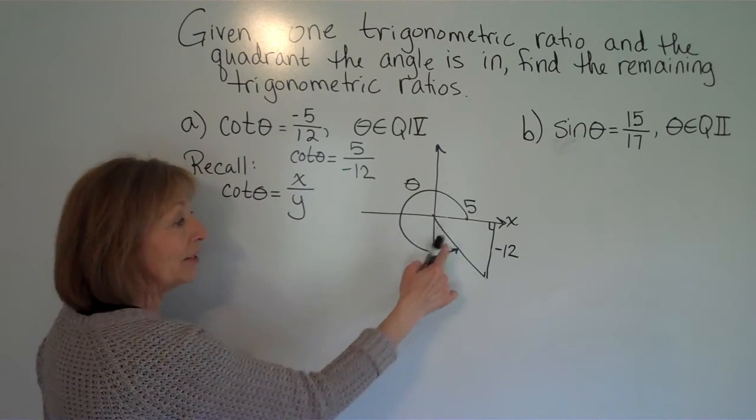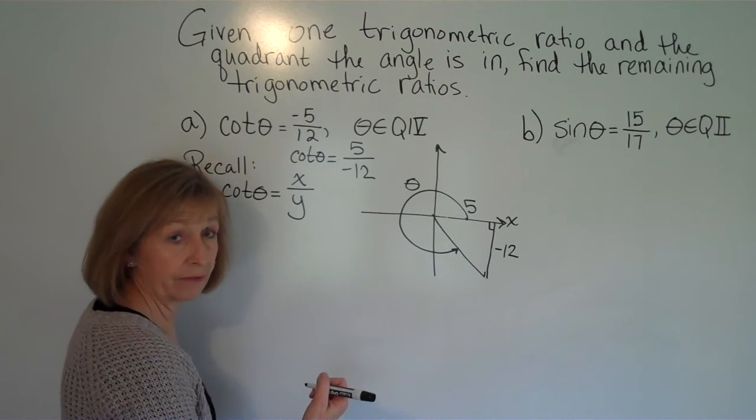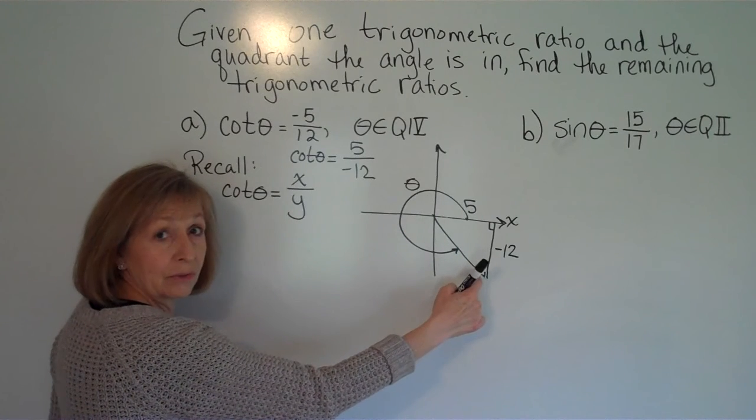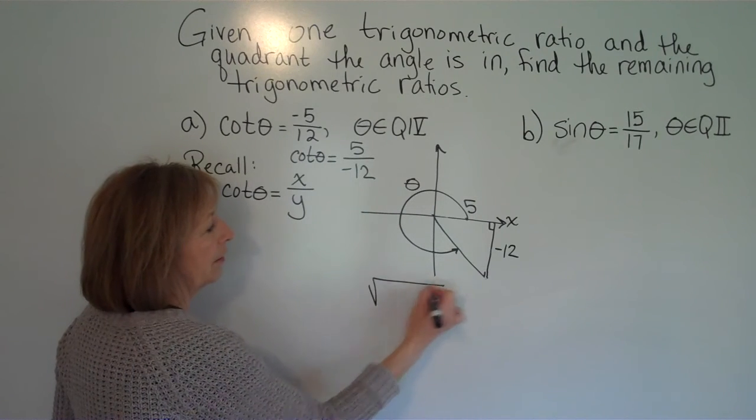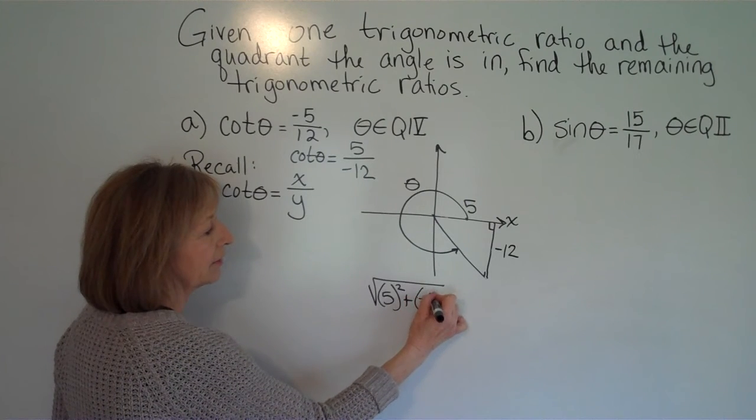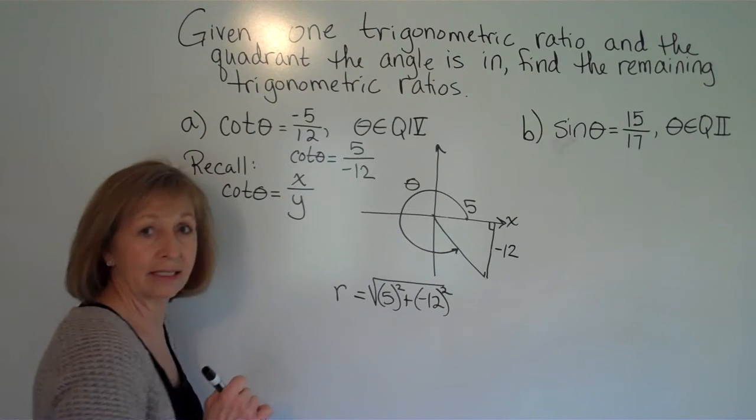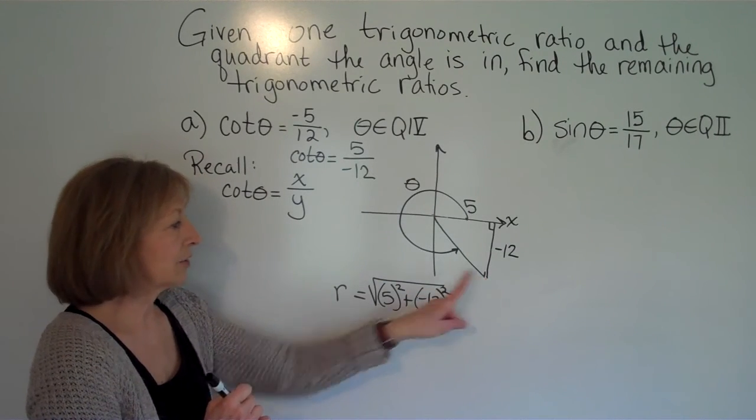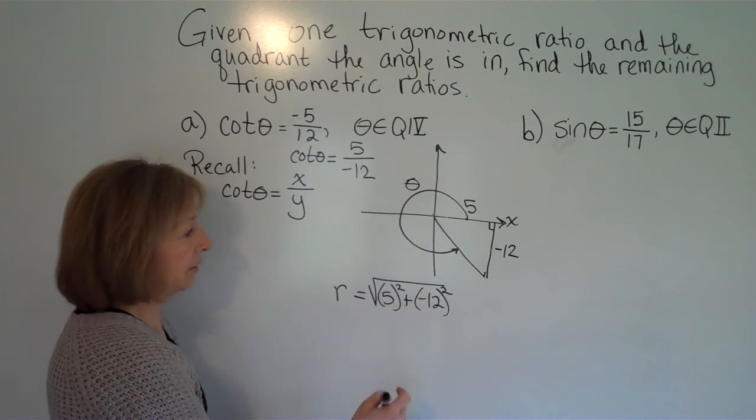And then to get the hypotenuse, which I'll need in finding many of the other trig ratios of this angle, we want to remember that the hypotenuse is, by the Pythagorean theorem, the square root of the leg squared plus the other leg squared. Or also, r, the distance from the origin to this point, is just going to be the square root of the x-coordinate squared plus the y-coordinate squared.